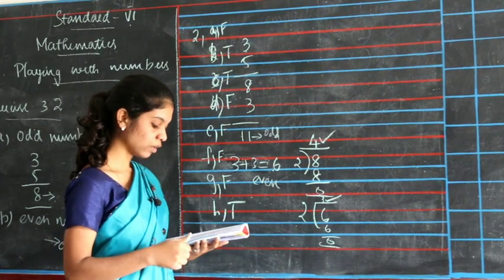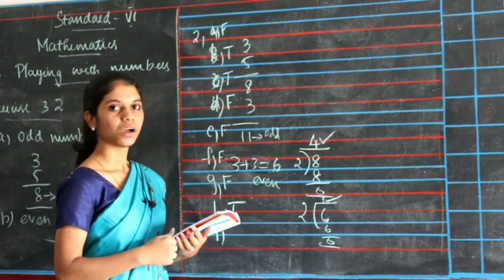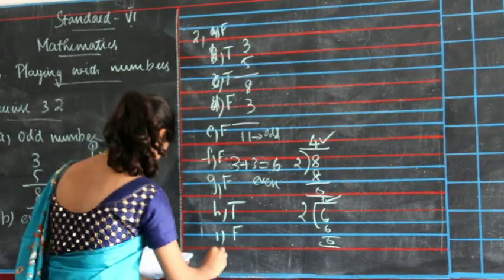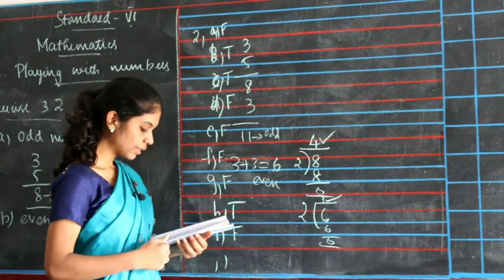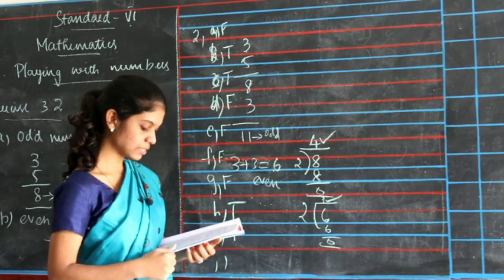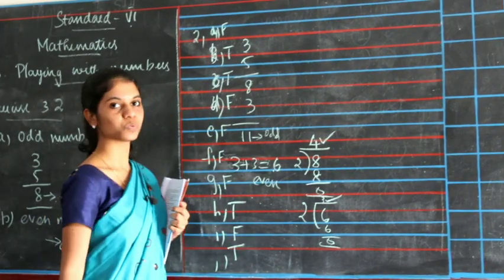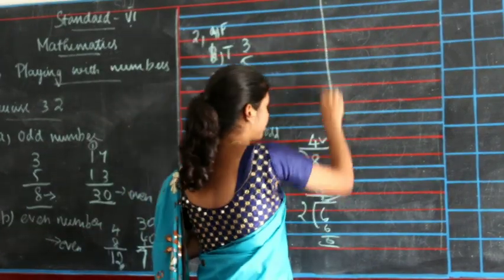All even numbers are composite numbers. False. The truth is 2 is a prime number. So the last one. The product of two even numbers is always even. Yeah, the product of two even numbers will always give you an even number.